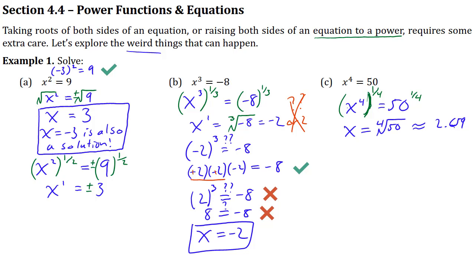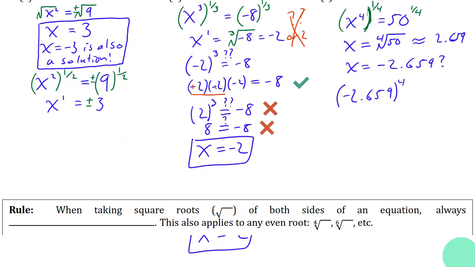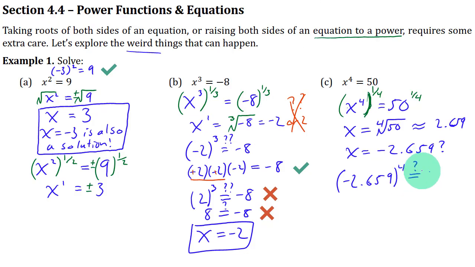Okay, so what about here? Should we be including the plus or minus? What is x equal to -2.659? Is that also a solution? Let's check. If you do -2.659 to the power 4, is that equal to 50?